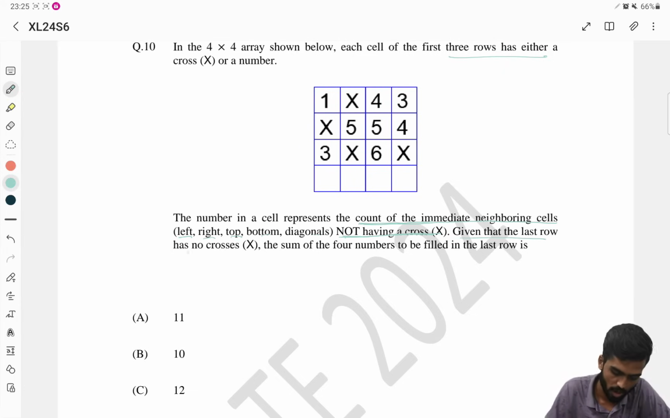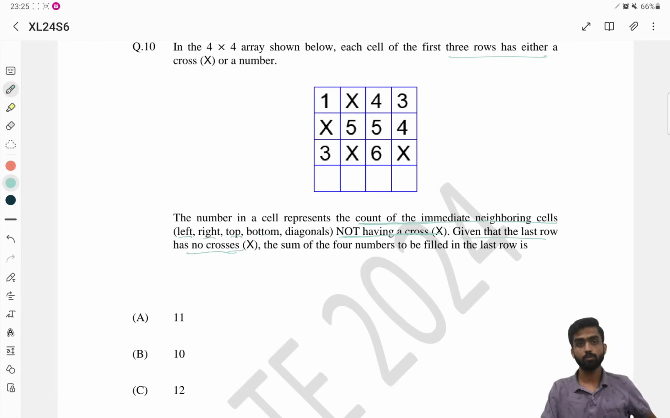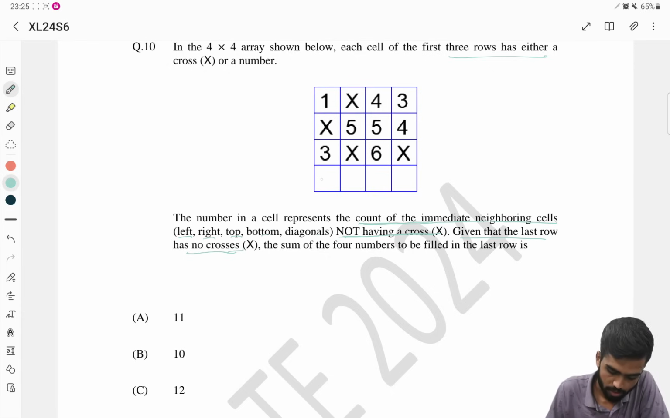Given that the last row has no crosses, all of it are numbers, and we need the sum of the 4 filled cells. So we'll have to fill the last 4. To fill the first cell, this will definitely be 1, and here also a number will be there. Some number, we do not know right now, but some number will be there. It cannot have a cross. So out of the 3 cells in its neighborhood, 2 are numbers, so it will be 2. 2 cells do not have a cross.